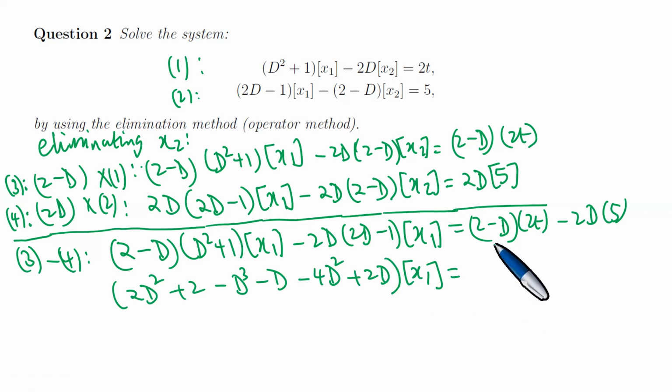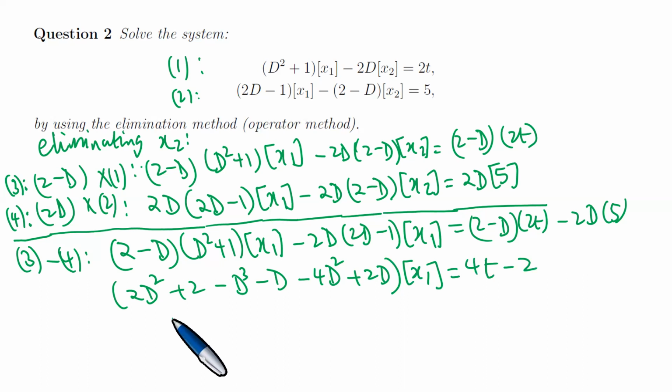So analyzing this, you have 2 times 2t, which is 4t, minus, the derivative of 2t is just 2. So you can just write minus 2 there. And then here, this one is 0 because 5 is a constant. The derivative of the constant 5 is 0.